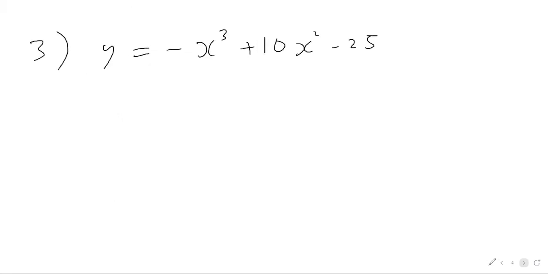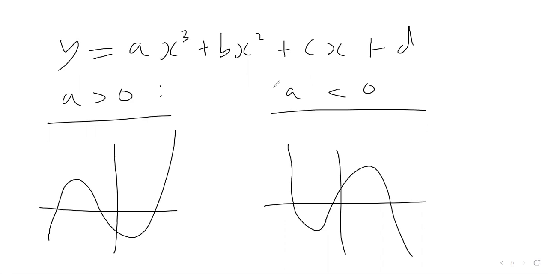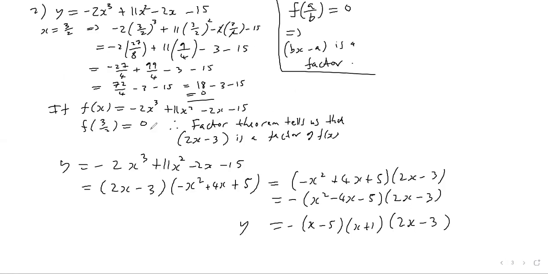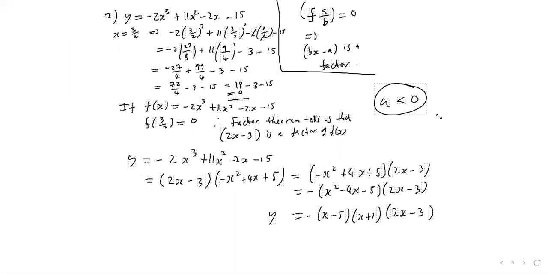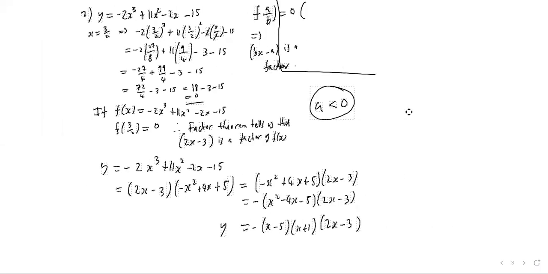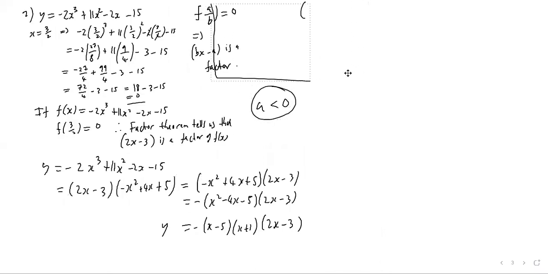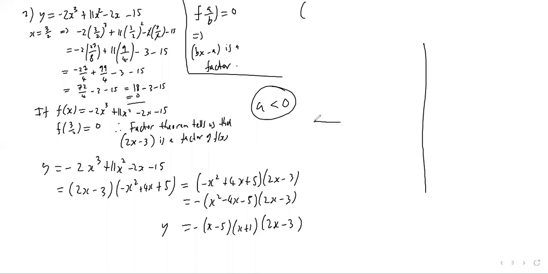Now, the key thing with this one, if we go back to our key results for the shape of the graphs, is that if a is less than 0, so the coefficient of x cubed is less than 0, we get this negative cubic shape. This graph has a coefficient of -2, which is less than 0. So we now need the negative cubic shape. Again, if I just move everything to the side over here, we've got a negative cubic shape like this.